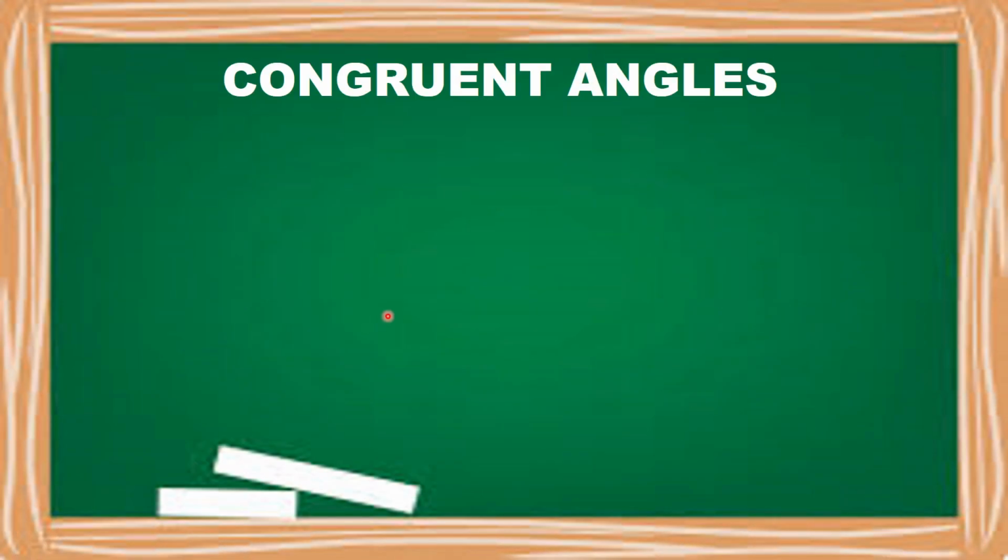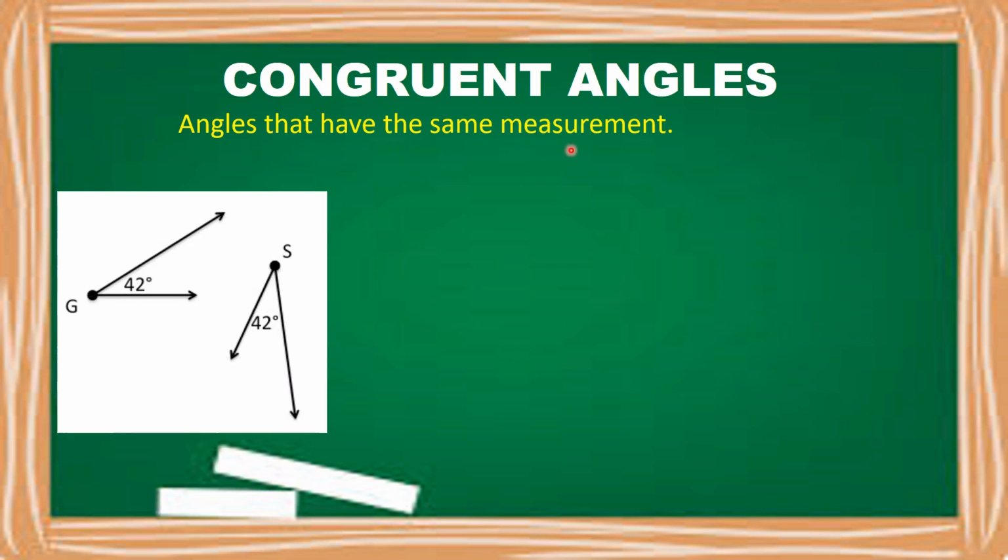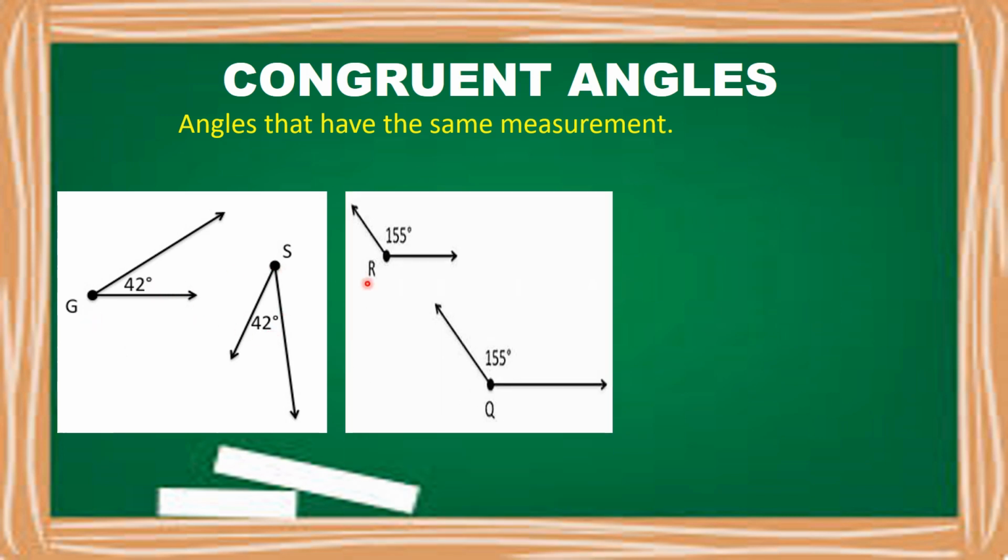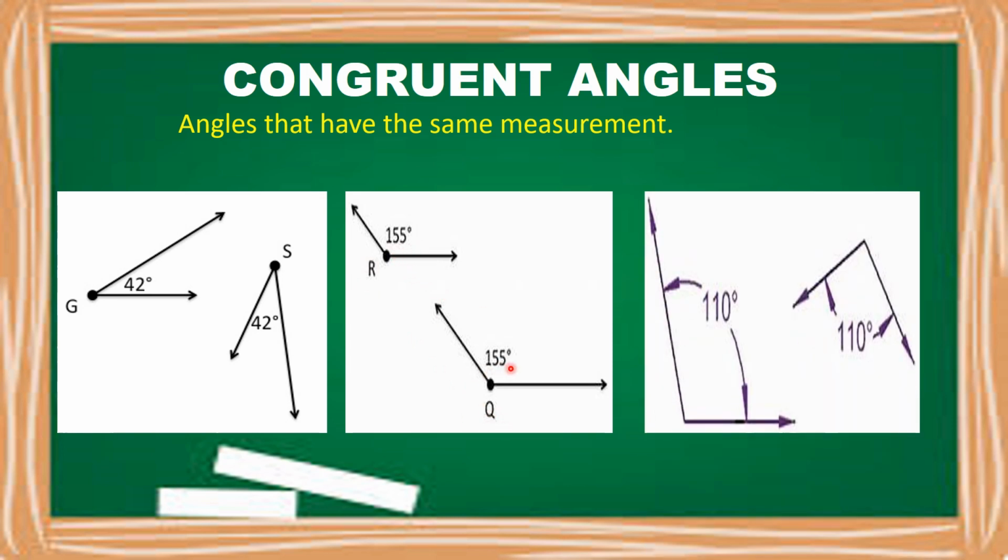So again, congruent angles are angles that have the same measurement. Examples, angle G and angle S, they have the same measurement, 42 degrees. Angle R and angle Q, they have the same measure, 155 degrees. And these two angles, 110 degrees, they are called congruent angles.